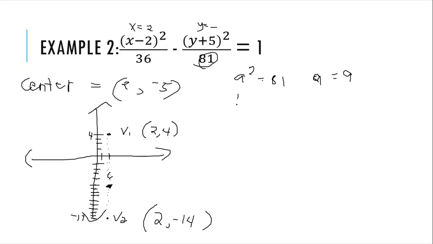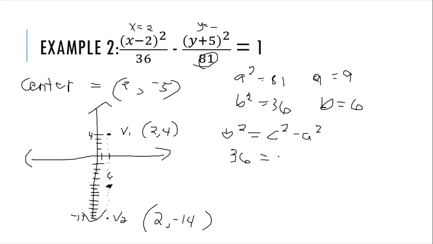And then our covertices is 36. Square root of 36 is 6. And that we can get naman po the value of our foci or our C. B squared is equal to C squared minus A squared. Nakalimutan na si formula. Okay. B squared is 36. C squared is the missing 1. A squared is 81. Transpose po natin.